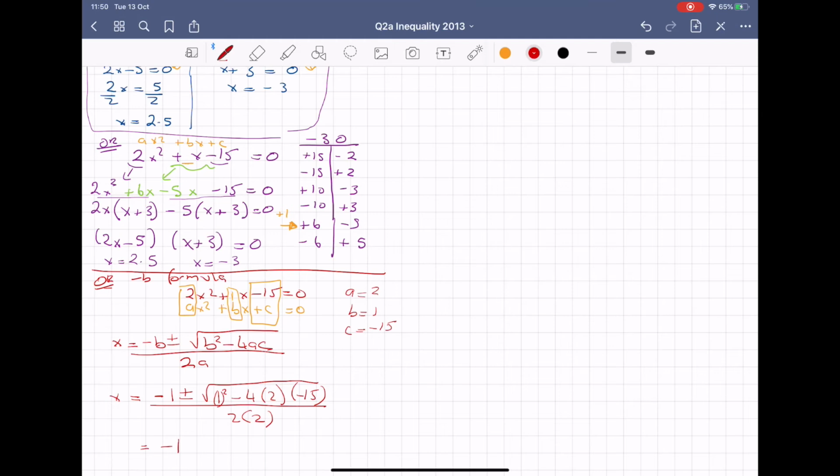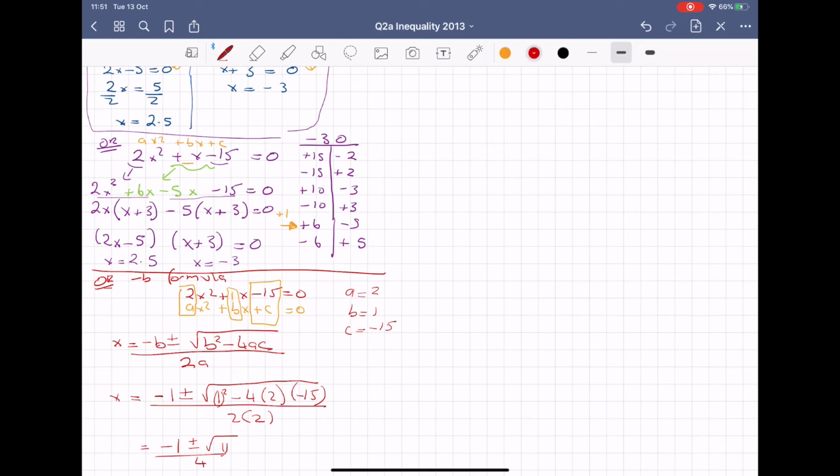So into my calculator I'm going to put 1 squared minus 4 times 15 times 2. So I'm just going to put that into my calculator. Times 2 times minus 15. I got 11 all over 4.